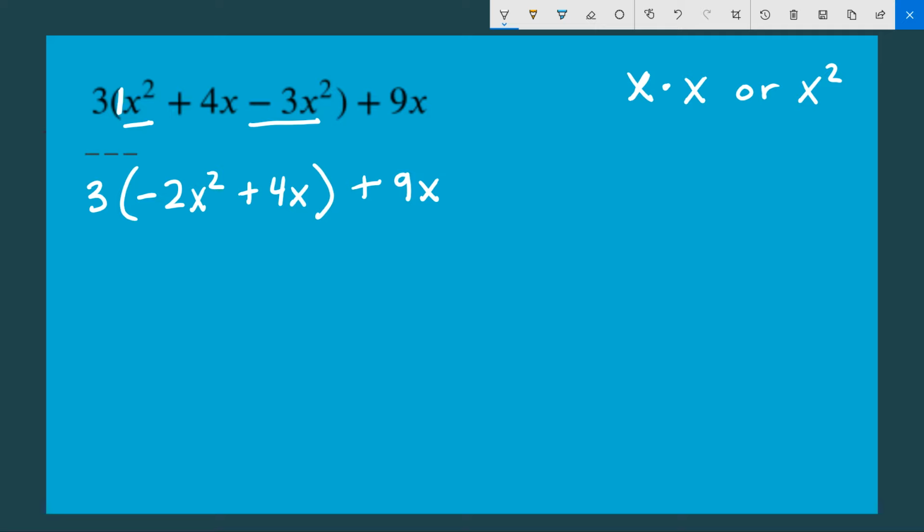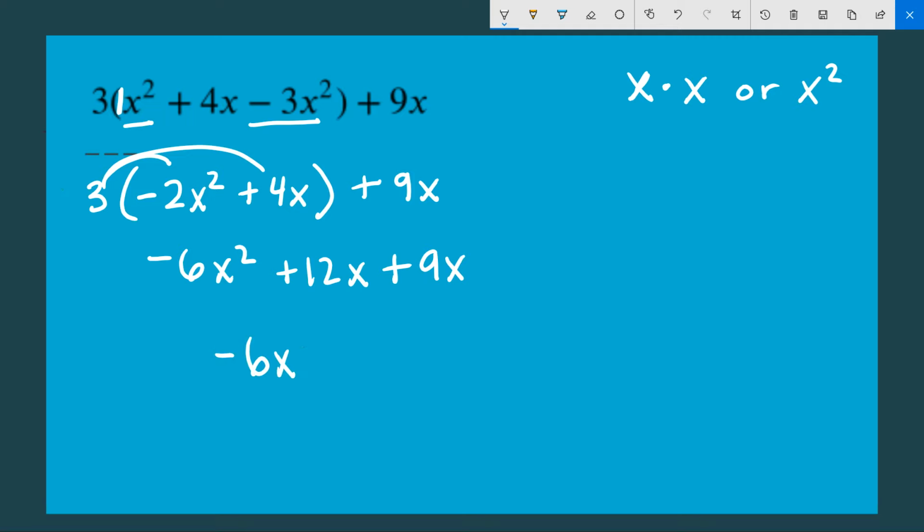So, like I said, we could simplify by combining everything in the parentheses first and then distribute. So 3 times -2x squared is -6x squared. And our 3 times our +4x is +12x. And then we also have to add on another 9x, totaling up to be -6x squared plus 21x. Yes, sorry, double checking myself today.